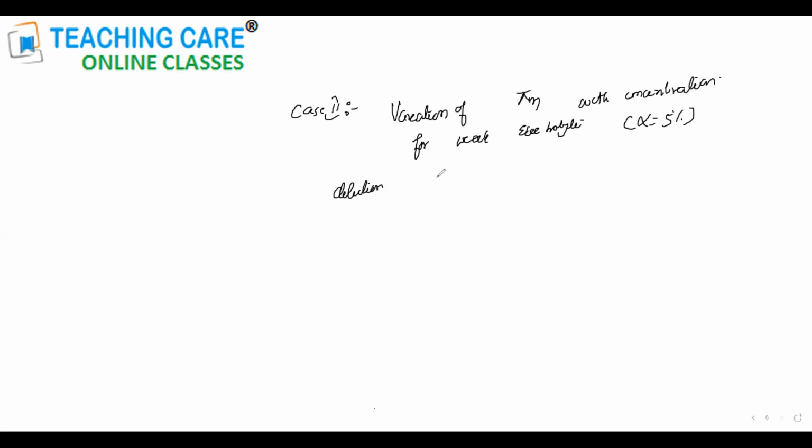Variation of molar conductivity with concentration for weak electrolyte. Okay, we know that on dilution what happens? Volume increases, and the concentration decreases. So, what about the degree of dissociation? We know that the degree of dissociation increases, and the number of ions also increases.